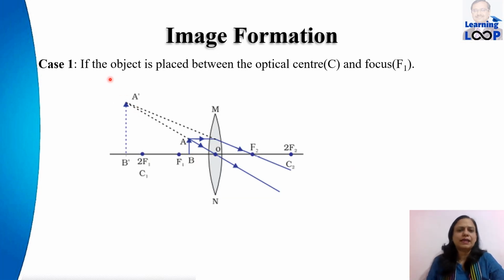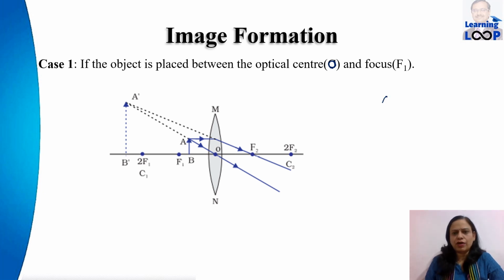Now let us discuss the image formation in case of convex lenses first. In case of convex lenses, we will be having 6 ray diagrams for different positions. The first one that we have taken up here is when the object is placed between the optical center C and the focus F1. So this is our object. Optical center is O here, not C, sorry. And we can correct this as O. So the object has been placed between the optical center and the focus. So let's have a look at how it's made.